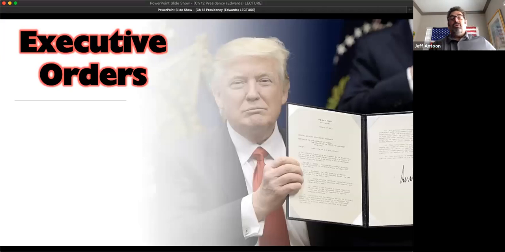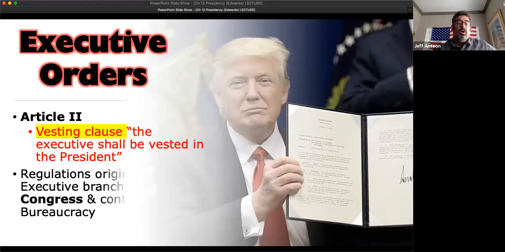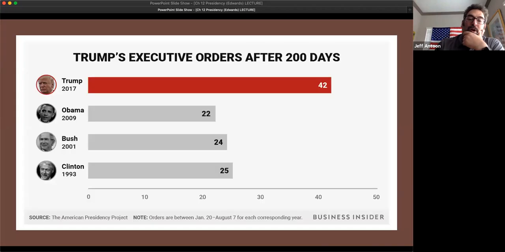Now, the president has this thing called executive orders. It's from Article 2. It gives them the vesting clause, and they can now tell the bureaucracy what to do without a law. These are regulations that originate in the executive branch that bypass Congress and give power to control the bureaucracy. So, executive orders. Something that you can say from the last two presidents.